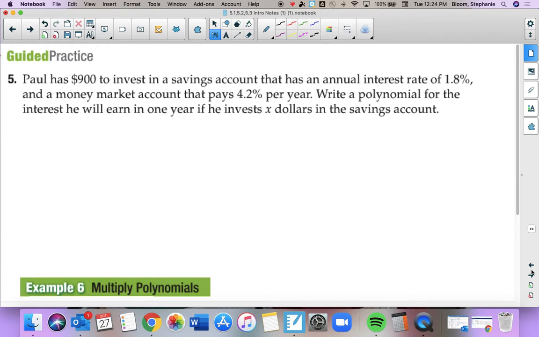So here's what it says. Paul has $900 to invest in a savings account that has an annual interest rate of 1.8% and a money market account that pays 4.2% per year. So again, I want to draw your attention. This is the total amount of money that he has. Write a polynomial for the interest that he will earn in 1 year if he invests X dollars in the savings account. Fire up your brains and find someone to chat with and see what we can come up with. And go.